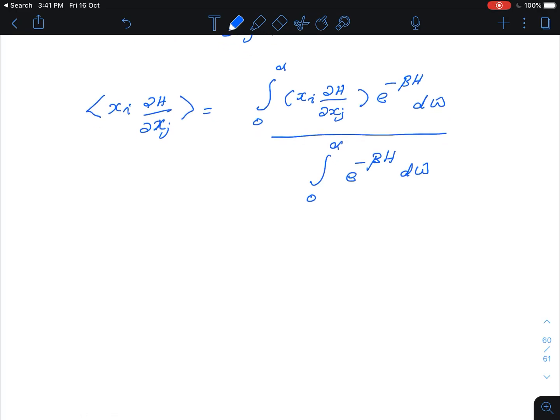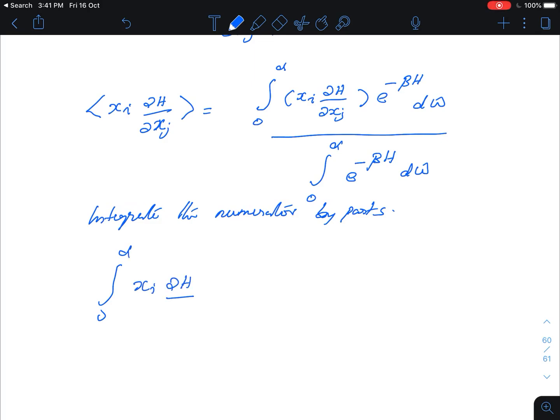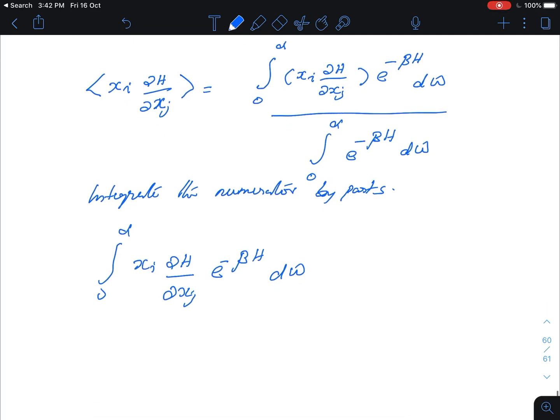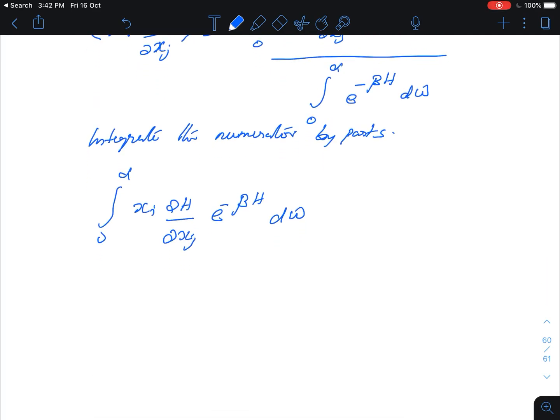We are going to integrate the numerator by parts. So integral 0 to infinity xi dou h by dou xj e raised to minus beta h d omega. What is d omega? You are familiar with it. It's simply d3np d3nq. That's what ours is.